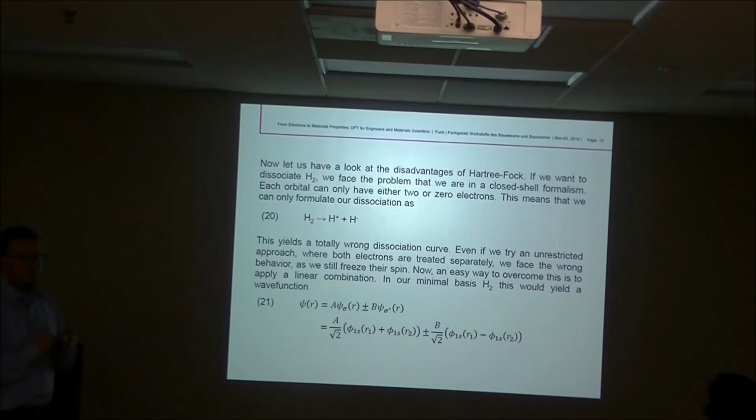Okay, let's try to solve this problem. Let's say we just do not have both spins integrated out. We just have one set of electrons with its native spin and the other set of electrons with its native spin. And then we look for a solution. And actually what we're getting is, well, a little better, but still, go for infinite distance and we have infinite energy. Still wrong. Why? Because we still freeze their spin.